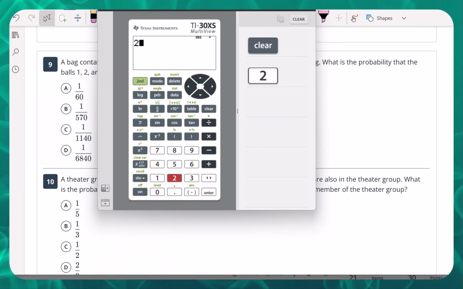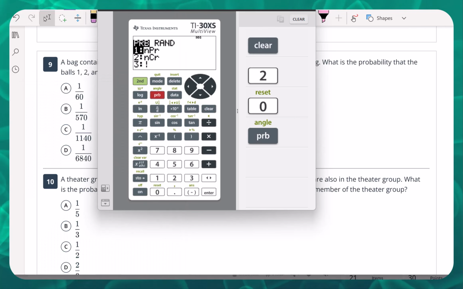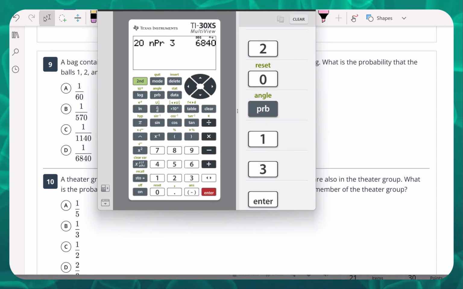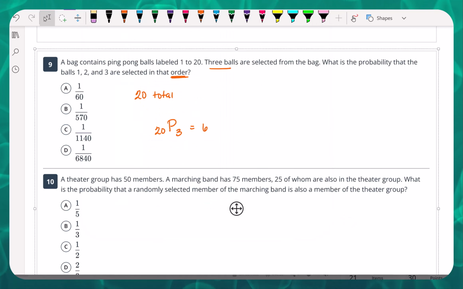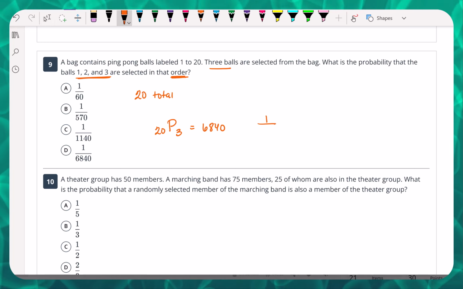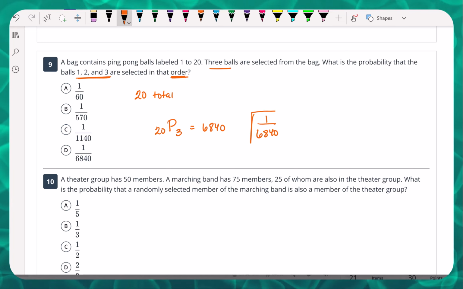So we're going to do 20, hit probability, permutation, and we're picking 3 of the 20. So it's going to give me 6,840 total possibilities. And I want specifically those balls in that order. So that means I have 1 out of 6,840 for a probability, which is choice D.